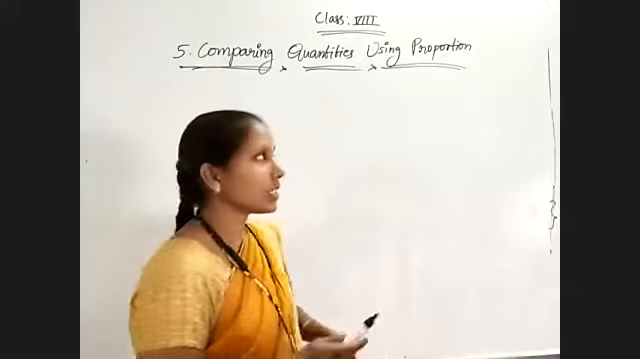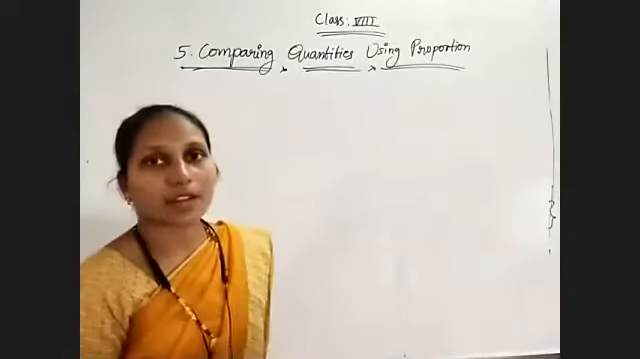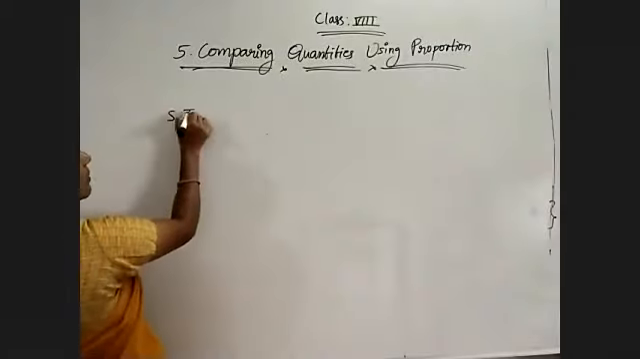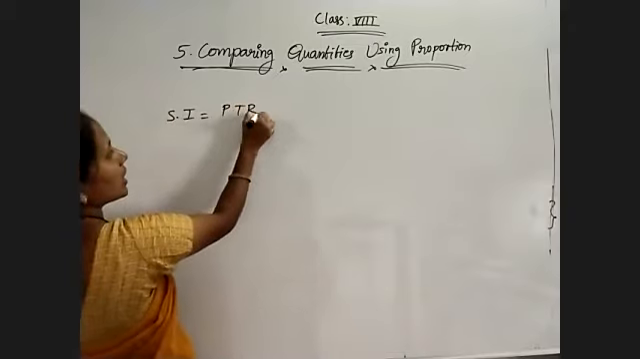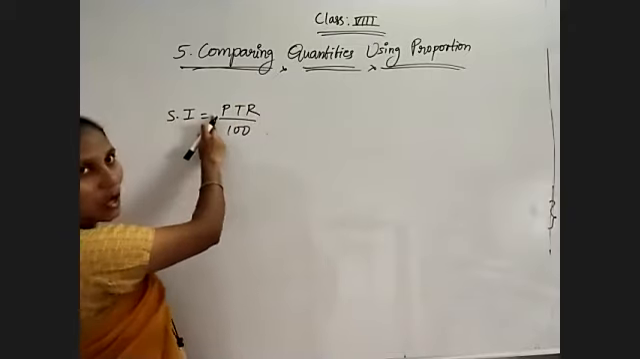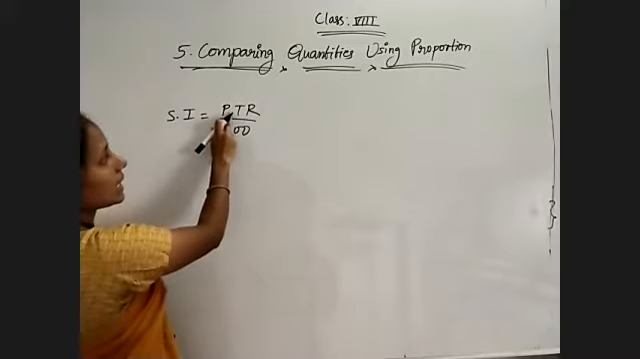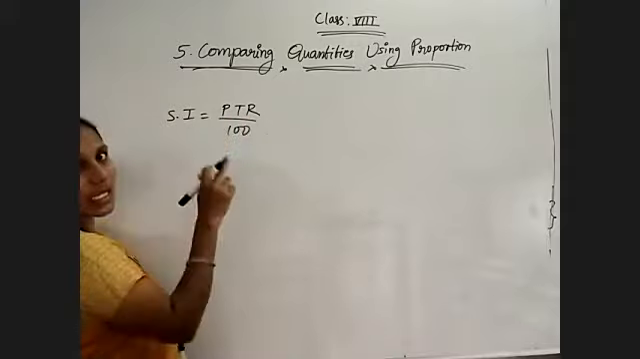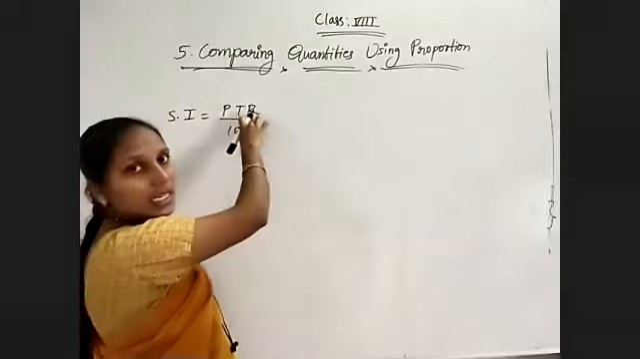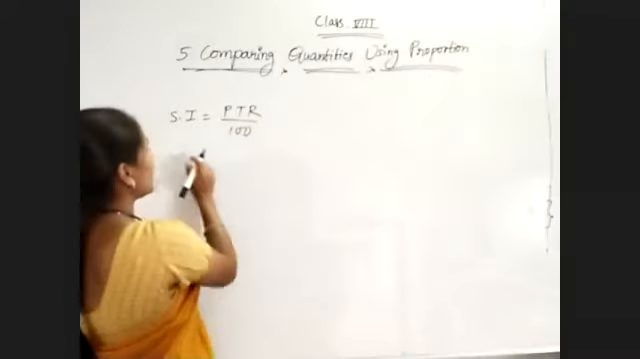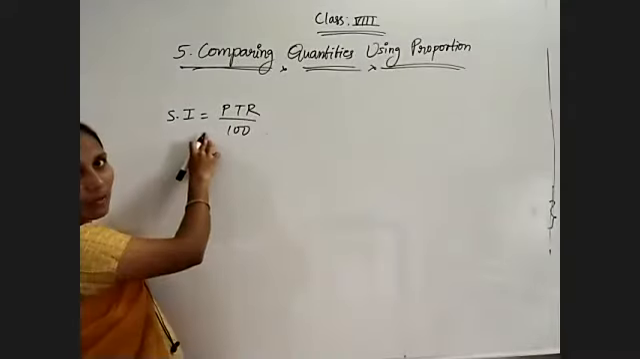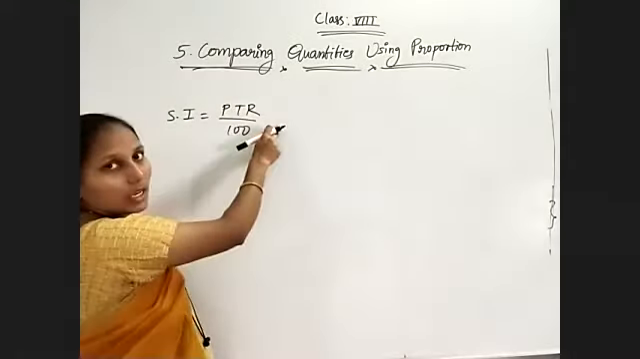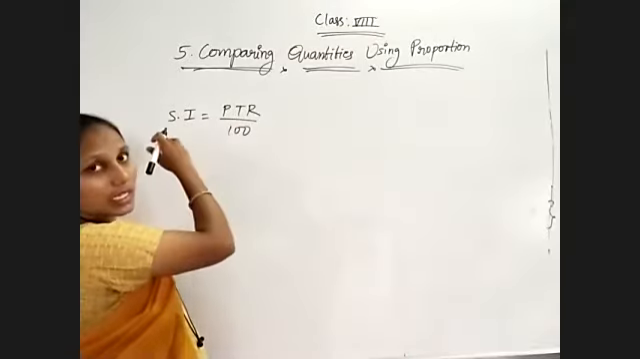So once again, we will see the different formulas we have for simple interest as well as compound interest. Simple interest is given by the formula PTR by 100. Here P refers to principal, meaning how much amount we borrow, T is the time period, and it must be represented in years itself, and R is the rate of interest. This is the basic formula. From this we can find the P value, T value or R value. Depending on this formula we can calculate the remaining three.